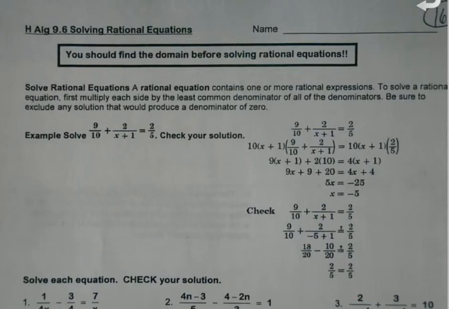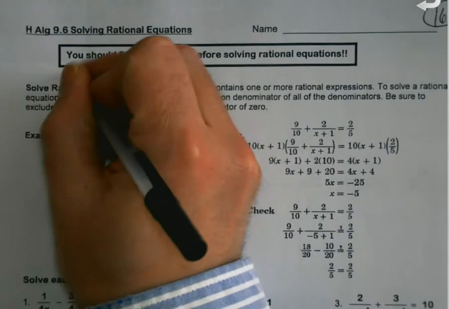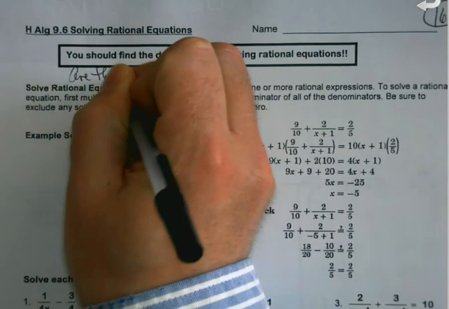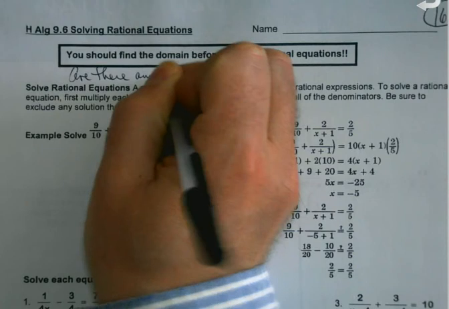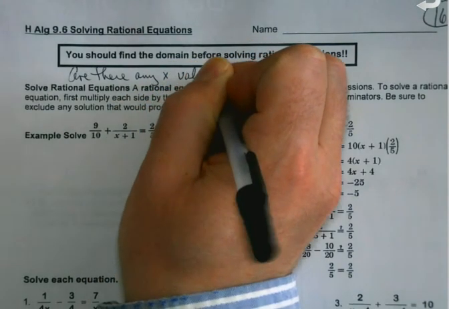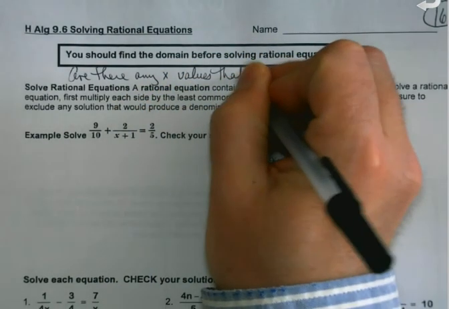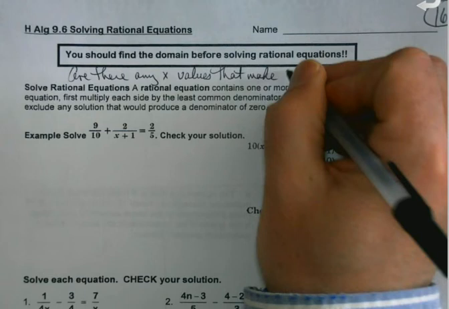We're actually going to start solving equations with these. But there's one important note, and it's up in that bolded box at the top. You should find the domain before solving rational equations. In other words, are there any x values that make this undefined?